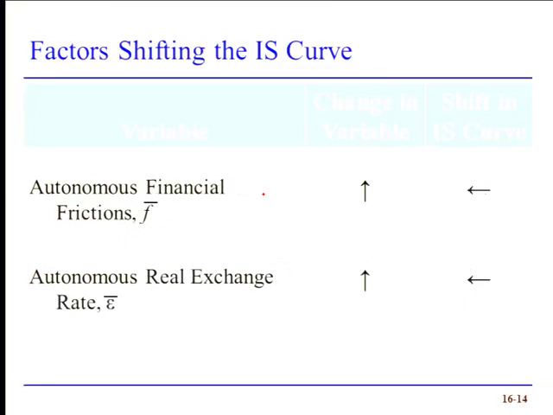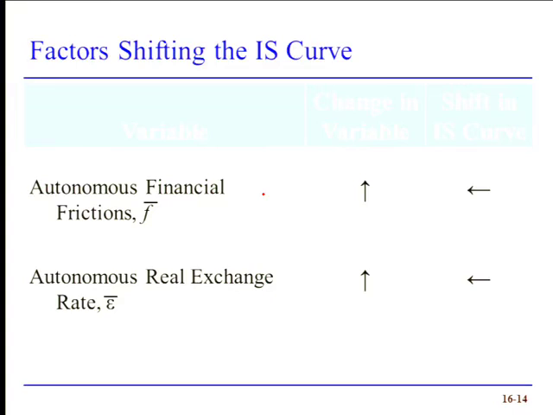Okay, two other variables, autonomous financial frictions. Remember, financial frictions tell us about the difference between the real interest rate that the central bank sets, that's our MP curve, the real interest rate on the vertical axis of our MP curve, which is exactly the same real interest rate that's on the IS diagram, and the real interest rate that businesses borrow at. So we have to know, is that increasing or decreasing? If it increases, then the IS curve will move to the left. Bigger financial frictions, less borrowing. Less borrowing means less spending, even if the central bank real interest rate has not changed.